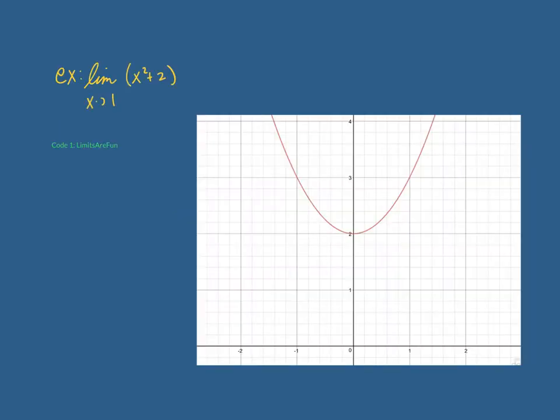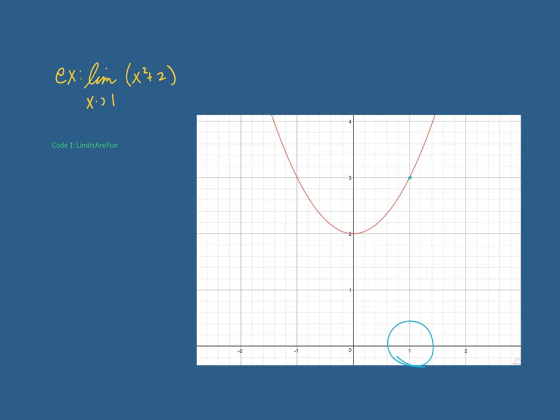So let's look at an example of graphically finding a limit. The example is the limit as x approaches 1 of x squared plus 2. I've got the graph of x squared plus 2 here on the screen, and I'm approaching 1. So I need to figure out where x is equal to 1. That's going to be right there. So that's x equal to 1. I'm looking at the point right here in the middle as I approach it.